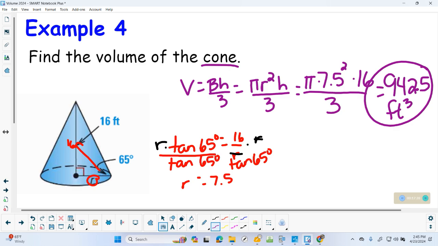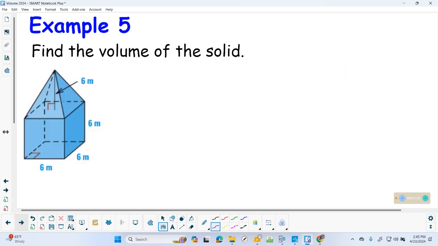Final picture of the day. I love this picture. So this is what we call a composite figure, because you have a pyramid on top along with a cube on the bottom. So remember, volume is how much you are putting inside that whole figure. So really what you're going to do is the volume of the pyramid. I'm going to work top down, pyramid. And then I'm going to do the volume of the cube. And then we're just going to total them together for our overall answer.